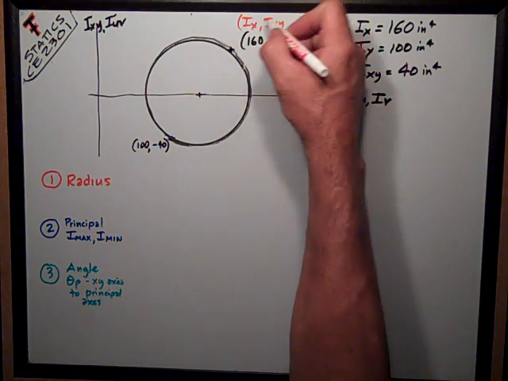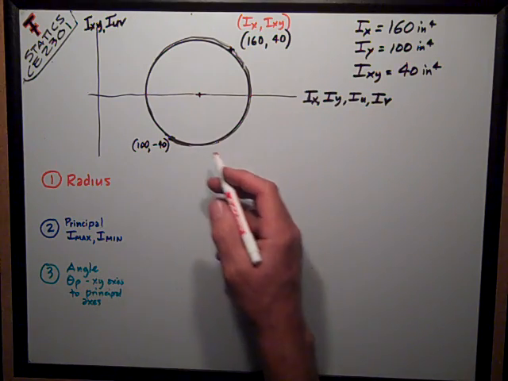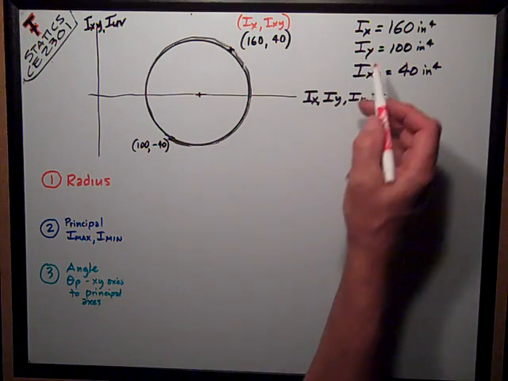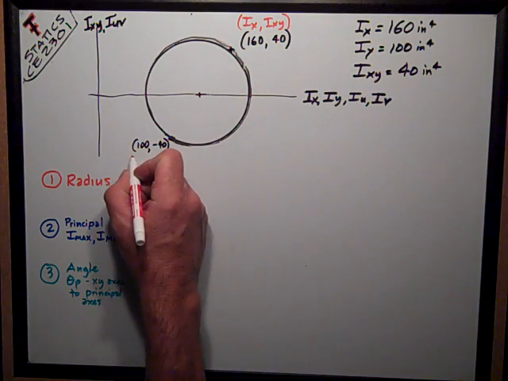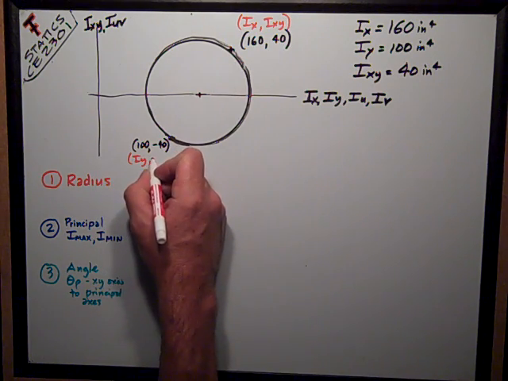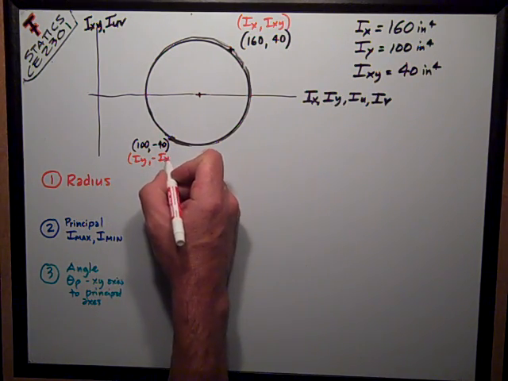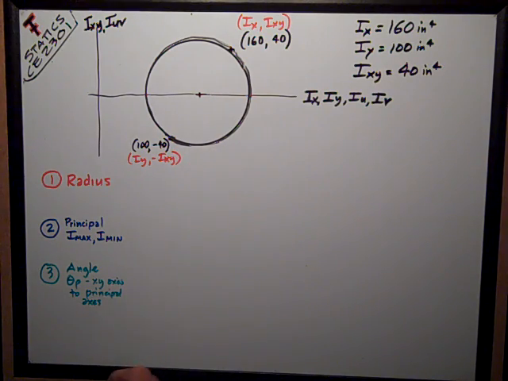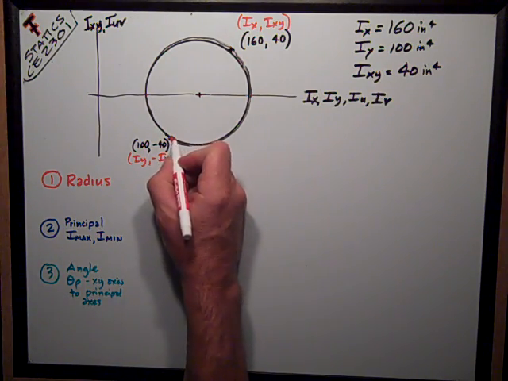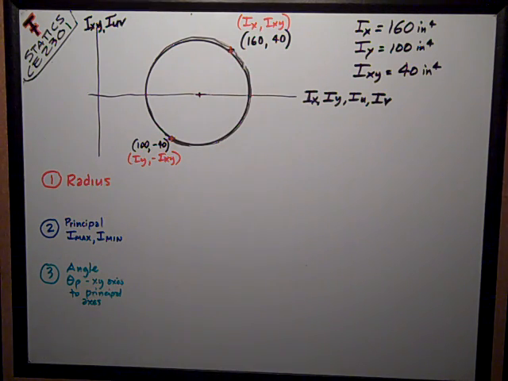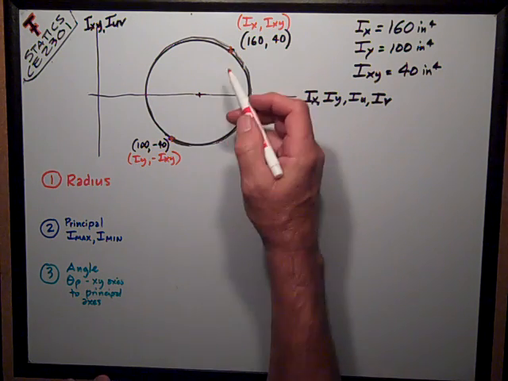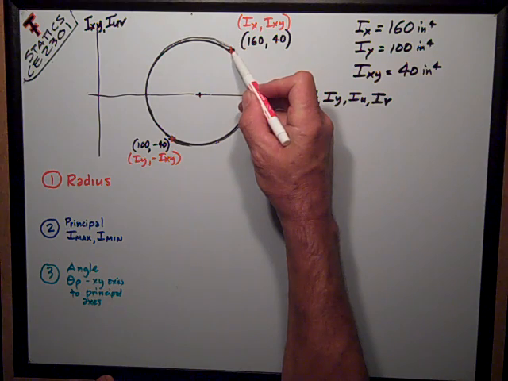Down here, also on the graph, wherever it lands, we're going to plot Iy and the negative of Ixy. So that would look like this point right here. I just plot those 2 points. This would normally be before I've even drawn my circle. Now I take a straight line and connect those 2 points, just like this.